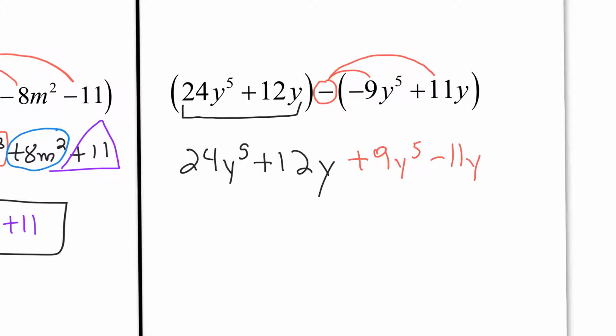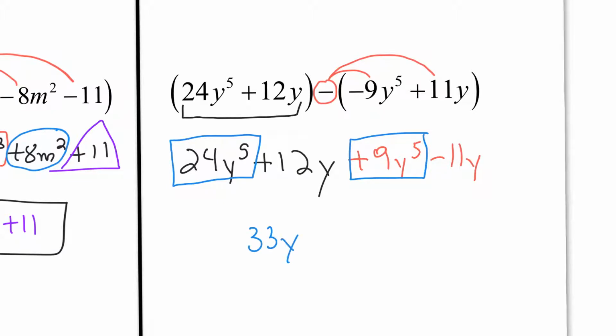You multiply the negative times the second parenthesis. You combine like terms. So I do have 24y to the 5th power plus 9y to the 5th. That's the highest exponent. So 24 plus 9, that's 33y to the 5th.